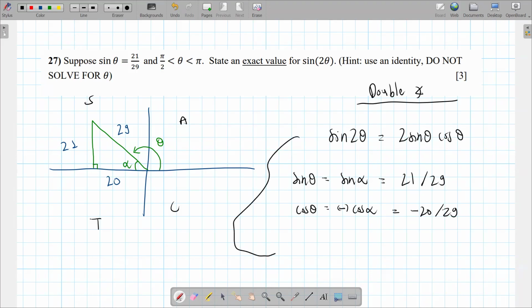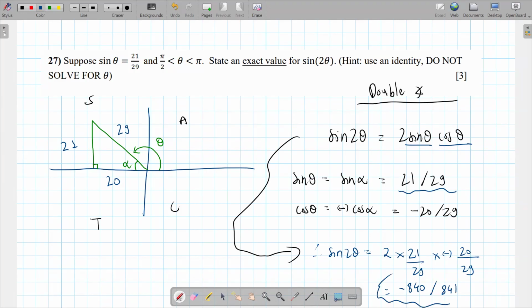So now for the final answer, we're just going to use that double angle formula. Therefore, sine 2 theta is going to be 2 times sine theta, which came out to be 21 over 29, times cos theta, which is negative 20 over 29. So 2 times 21 times negative 20 divided by 29 squared. It's negative 840 over 841 for the final answer.